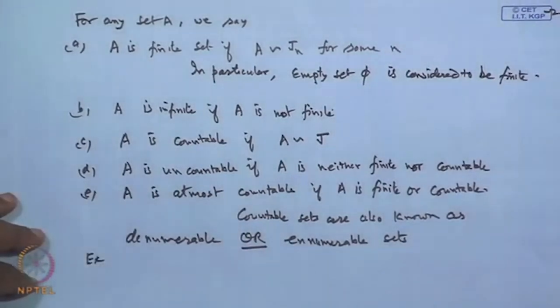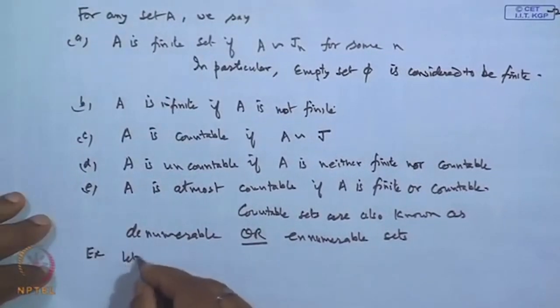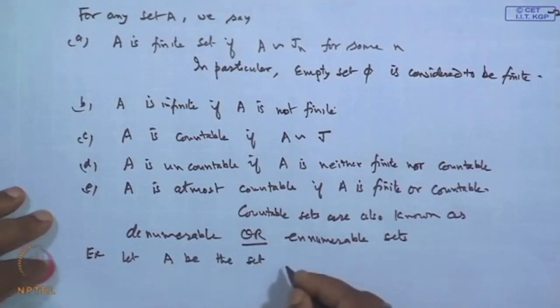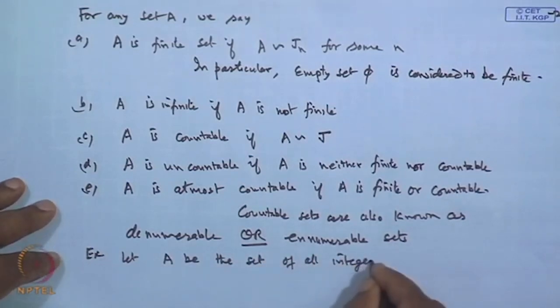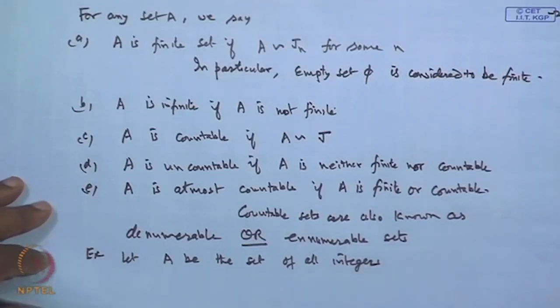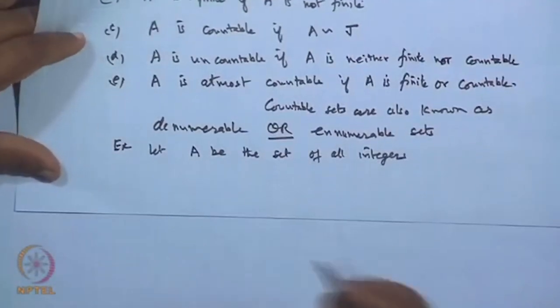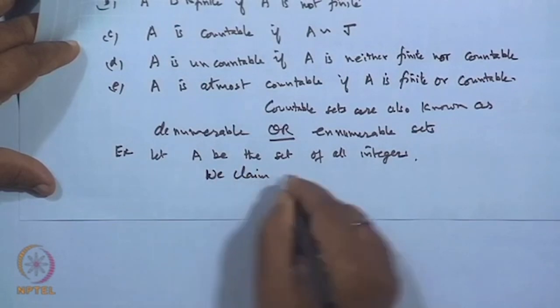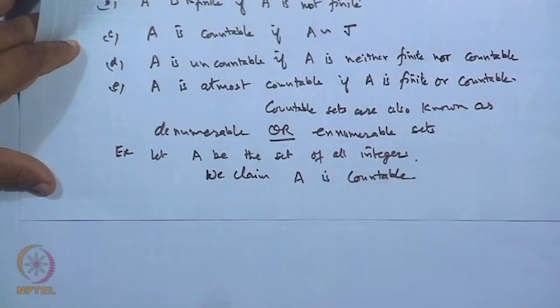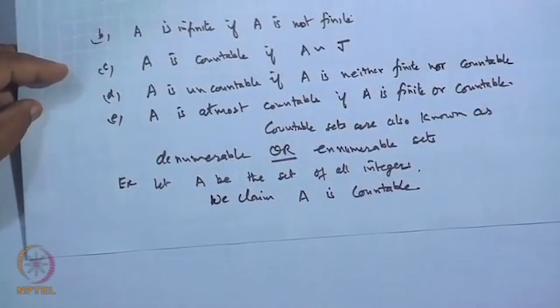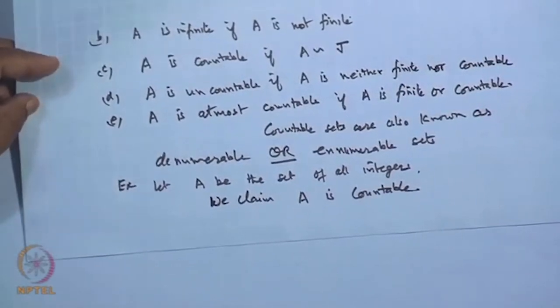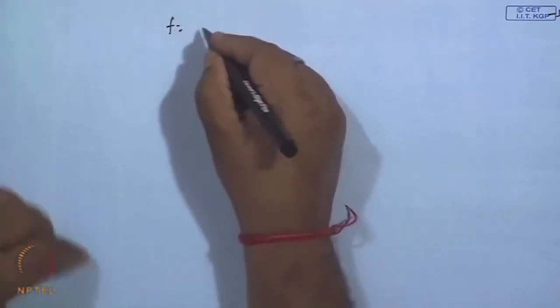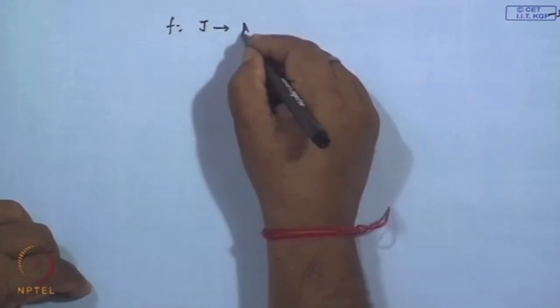Let's take some examples. Let A be the set of all integers. We claim that A is countable. It means we are able to define a one-to-one correspondence between the set of positive integers and the set A. So, let us define a mapping f from the set of positive integers J to A as follows.